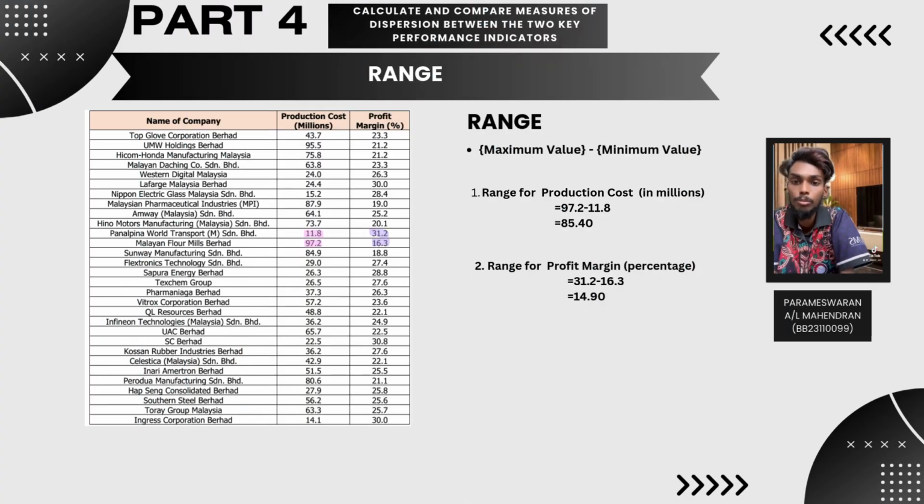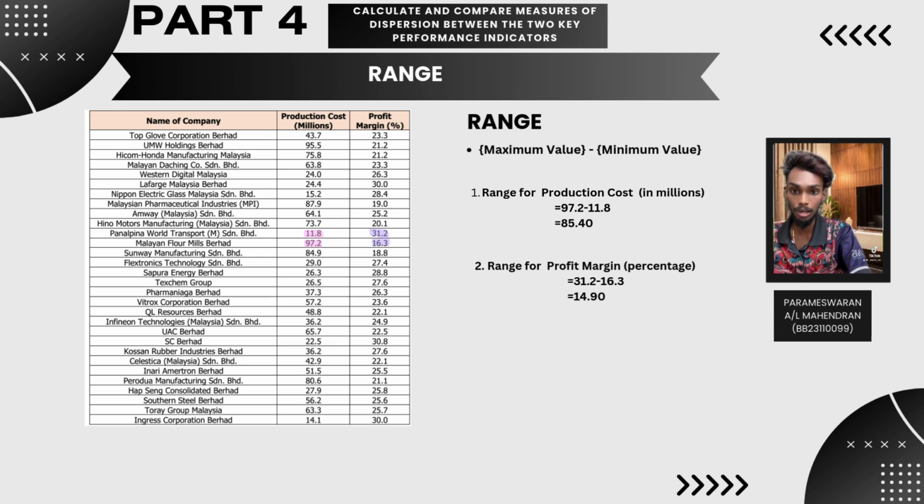My matrix number is BB2331100. Today I will continue by presenting part 4, that is calculate and compare measures of dispersion between the two key performance indicators, that is production cost and also profit margin. In this part 4, we have to calculate 5 main points, that is range, mean absolute deviation, variance, standard deviation, and also coefficient of variation.